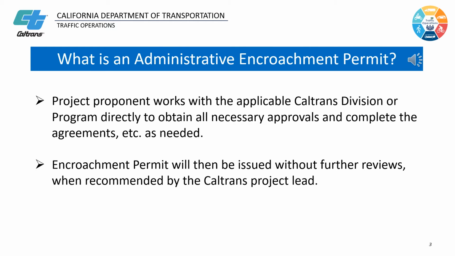Let's start with learning what an administrative encroachment permit is. It is a type of permit where the project proponent works with the applicable Caltrans division or program directly to obtain all necessary approvals and complete the agreements, etc. as needed. The encroachment permit will then be issued without further reviews, when recommended by the Caltrans project lead.